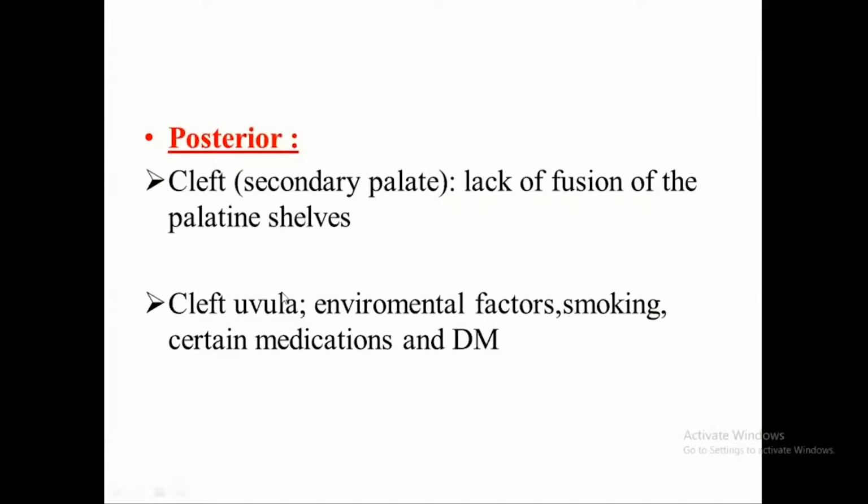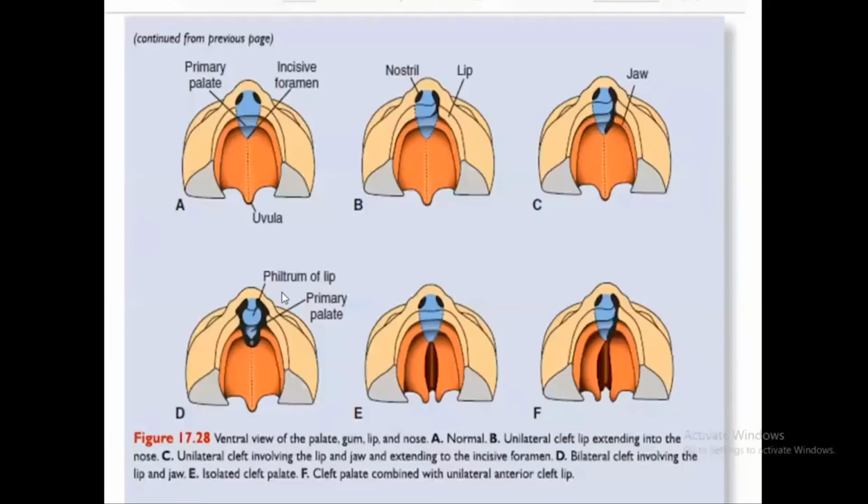Okay, and there is also cleft uvula. This actually happens due to environmental factors, smoking, specific kinds of medicines, and it may also happen in diabetes mellitus patients. Okay, so if you classify the clefts, look at here. We have a primary palate, secondary, and uvula. Okay, the jaw or the lip.